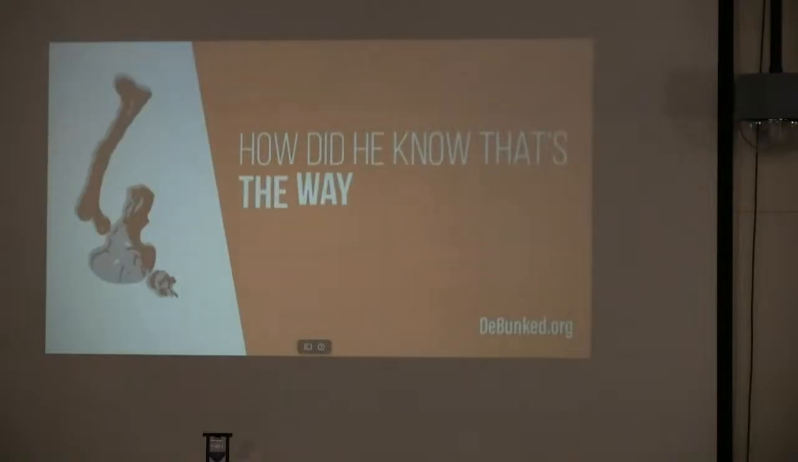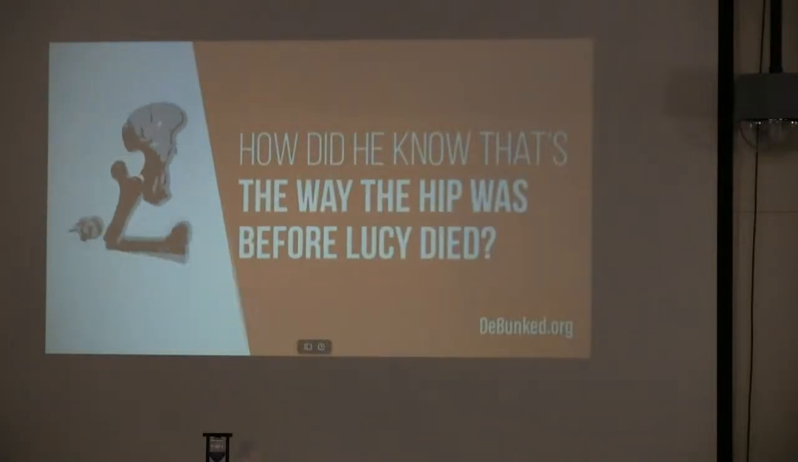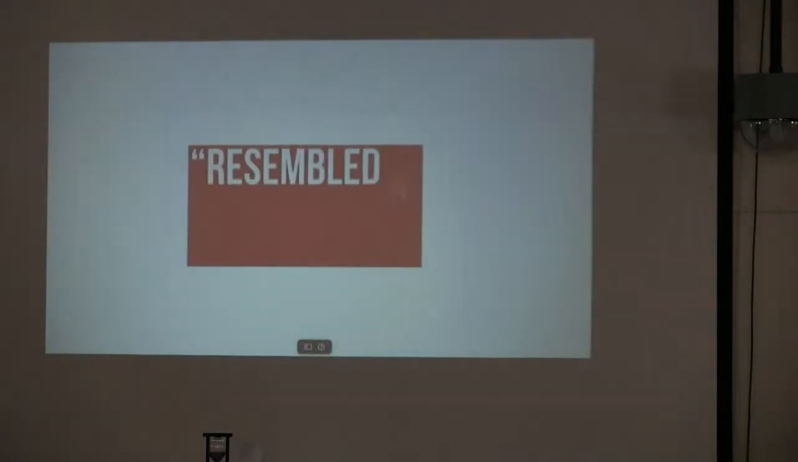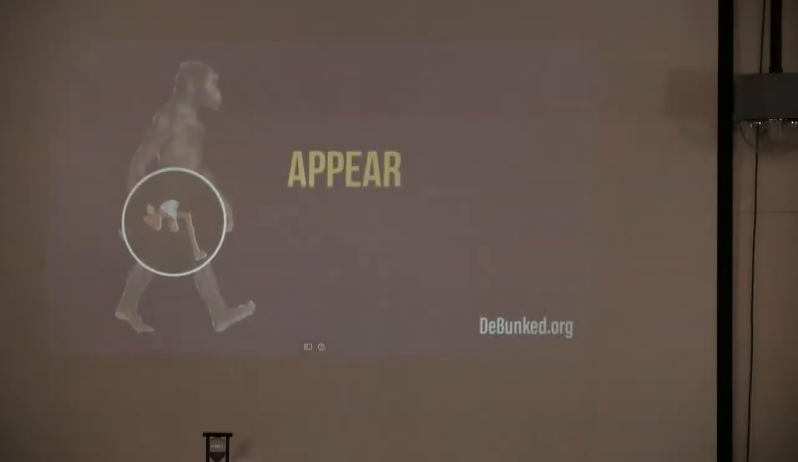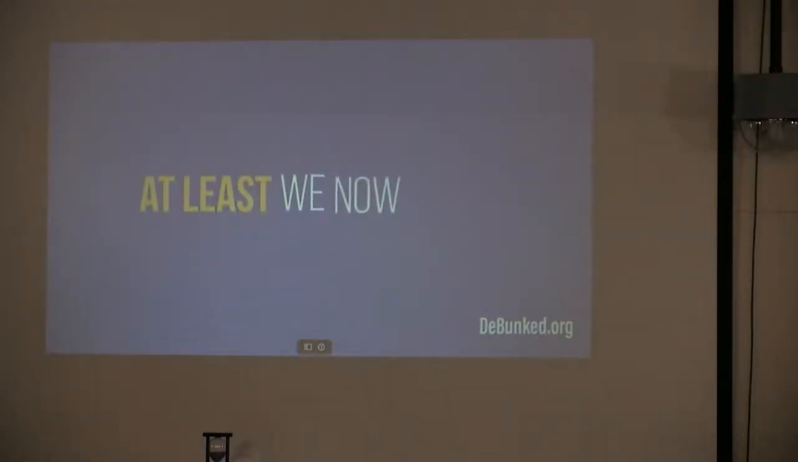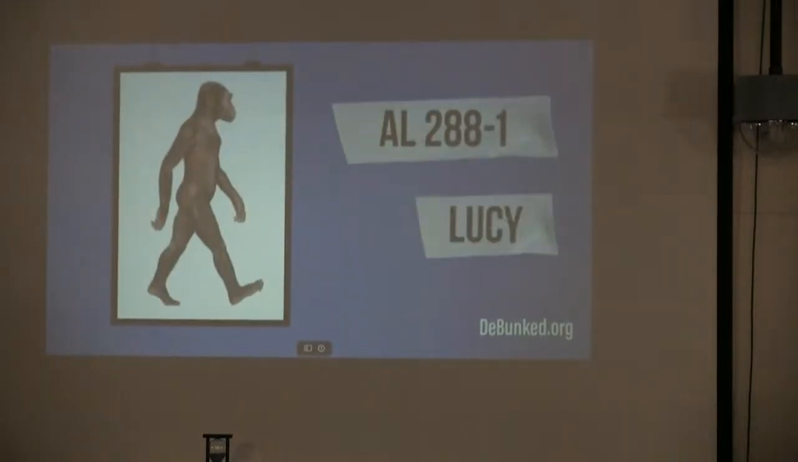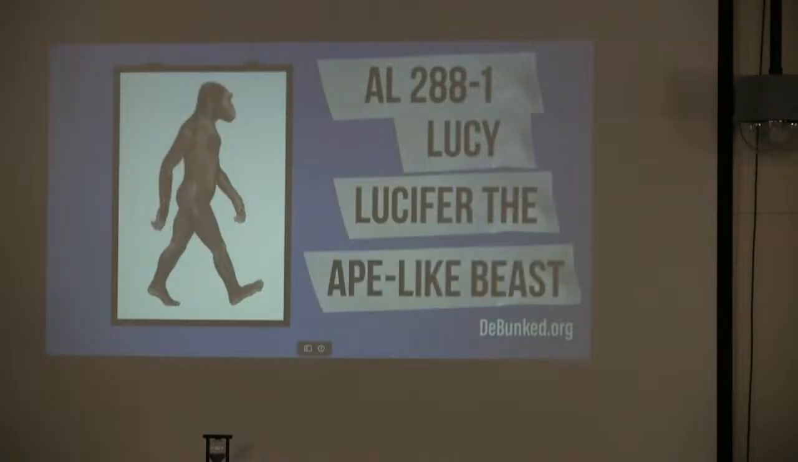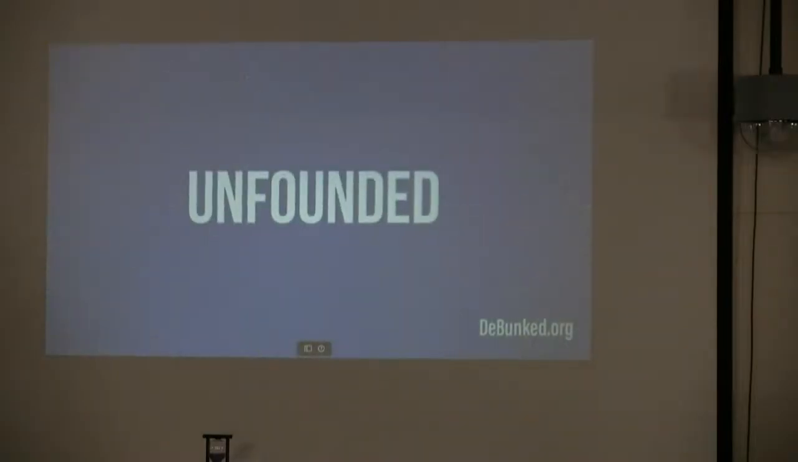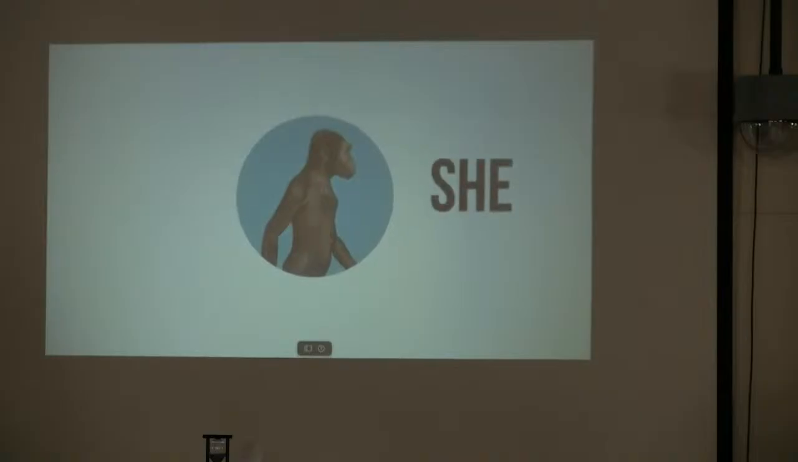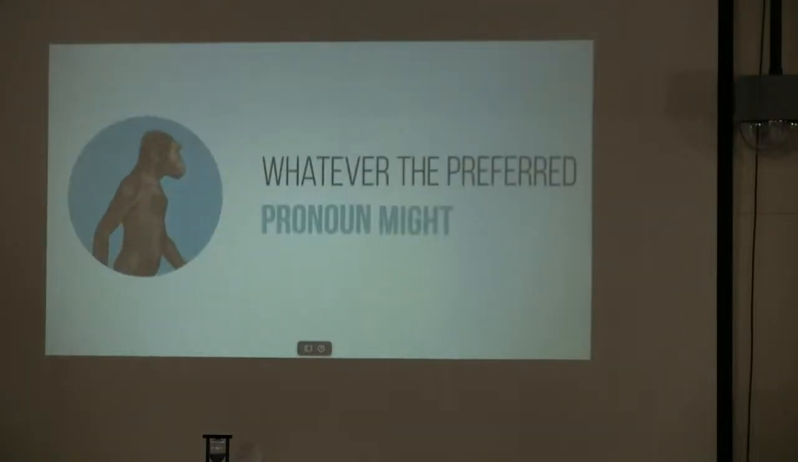Now, how did he know that's the way the hip was before Lucy died? I mean, why did he take a hip that, quote, resembled a chimpanzee's and then rearrange, literally saw, cut, and reconstruct things to make it appear like a human hip? Well, that I'll leave for you to contemplate. But at least we now know that the foundation of the artist's rendering of AL-288-1, nicknamed Lucy, aka Lucifer the ape-like beast, is completely unfounded, because there's no real evidence that he, she, it, whatever the preferred pronoun might be, walked upright. Probably shouldn't have said that either.